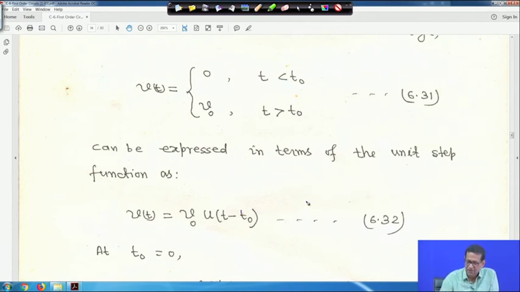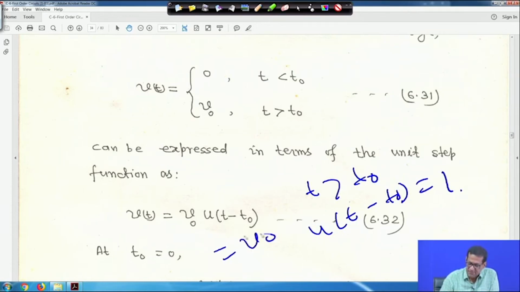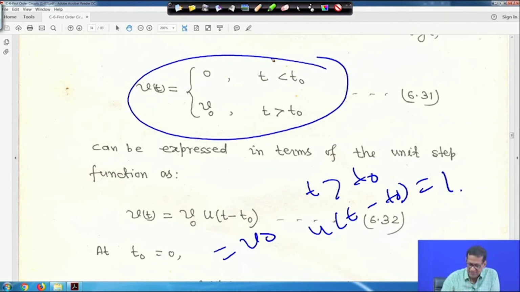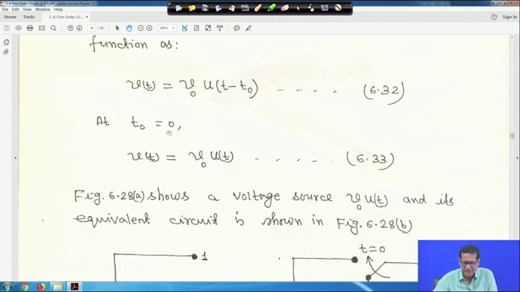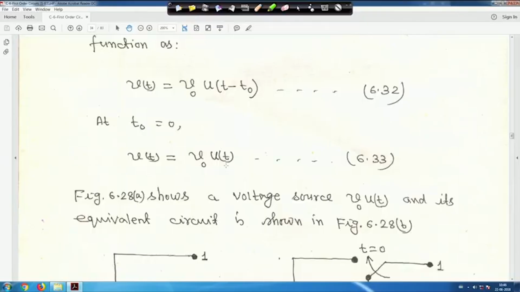Similarly, when t is greater than t0, u(t - t0) is equal to 1, that means this one will be V0. So, this whole expression, equation 31, can be written in this form. It is understandable. This equation can be represented by equation 32. And if t0 is equal to 0, then equation 32 can be written as v(t) is equal to V0 u(t).